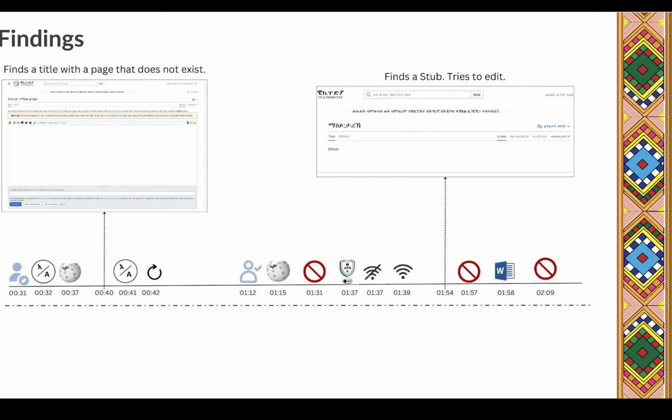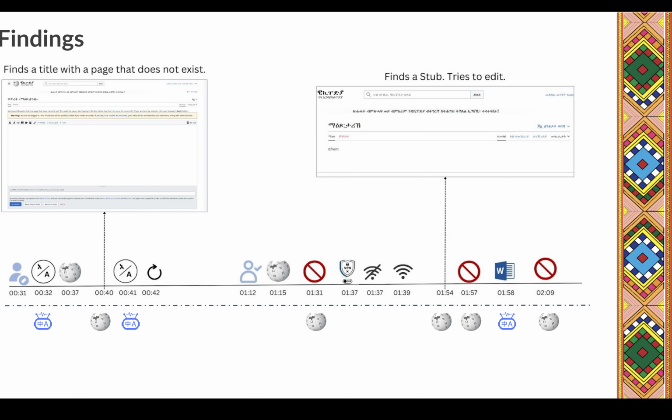Here's a timeline of one of our participants in this study that summarizes the majority of the challenges that we've observed. They have issues trying to get their non-Latin keyboard to work on the Wikipedia interface. They have issues with existing Wikipedia articles being too short or leading to links that do not exist.